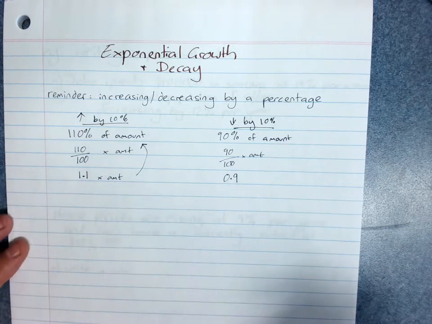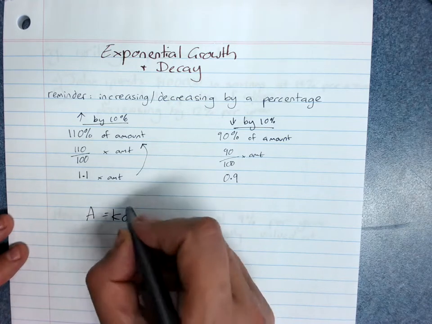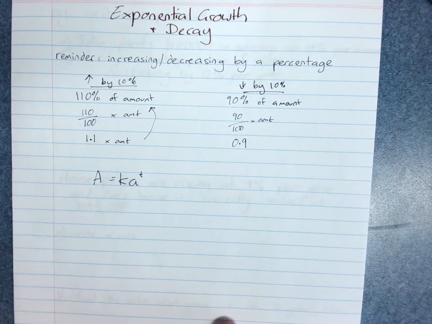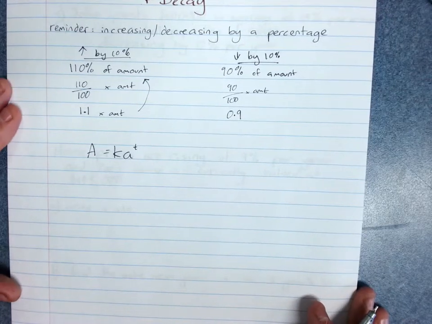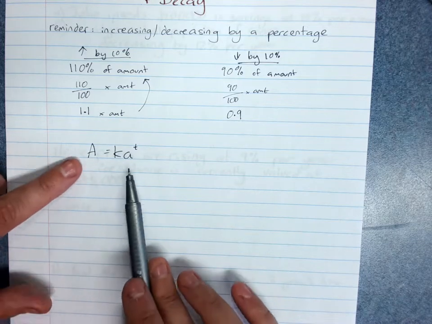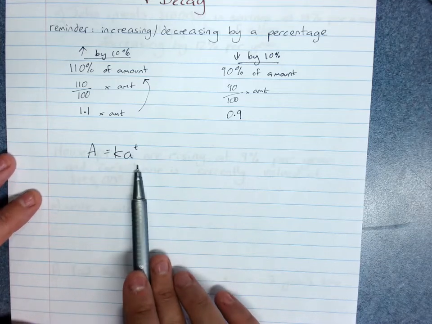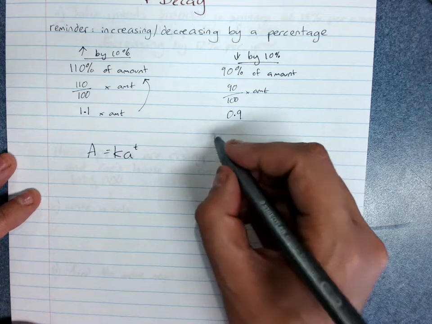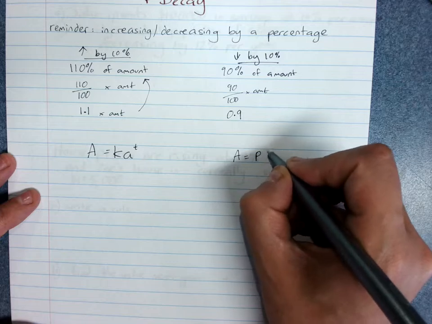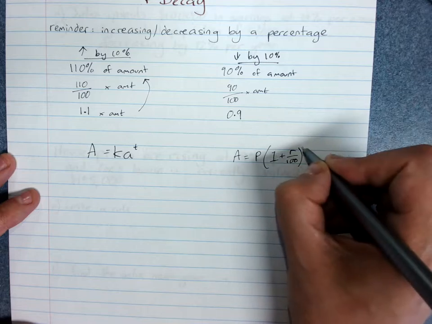And we can model this growth or decay with this rule: A equals K a to the power T. You'll see this modelled or given with different letters at different times. And this is actually the compound interest formula in a simpler fashion. So we'll have a look at this. Our compound interest formula is the amount equals principal times 1 plus the interest rate over 100 to the power T or N.